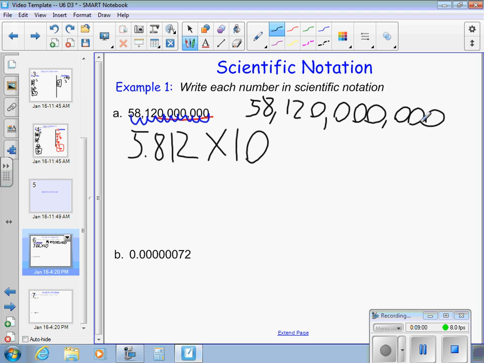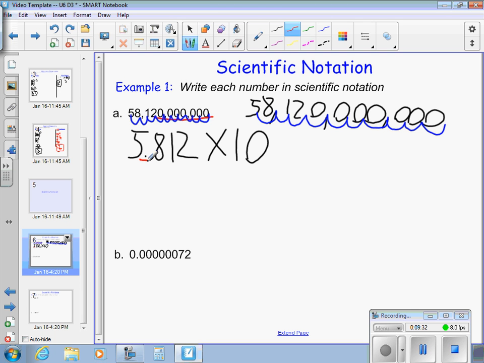Okay, now let's count moving the decimal point once more. I started right here, all the way to the right, where the decimal that's not written is located, and then I count. 1 space, 2 spaces, 3, 4, 5, 6, 7, 8, 9, 10, to the point where my decimal is located here.